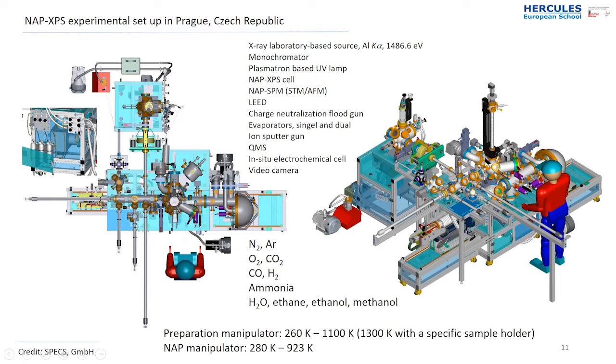We can heat up the sample from around, let's say, room temperature, or cool it down a little, let's say to 260 Kelvin, up to 1100 Kelvin. And with a specific sample holder that actually has a hole in it, you can heat up the sample directly by thermo emission. And in the NAP manipulator, which is within the cell, we can heat up the sample to approximately 900 Kelvin. Also, this stage can be cooled in a certain setup.